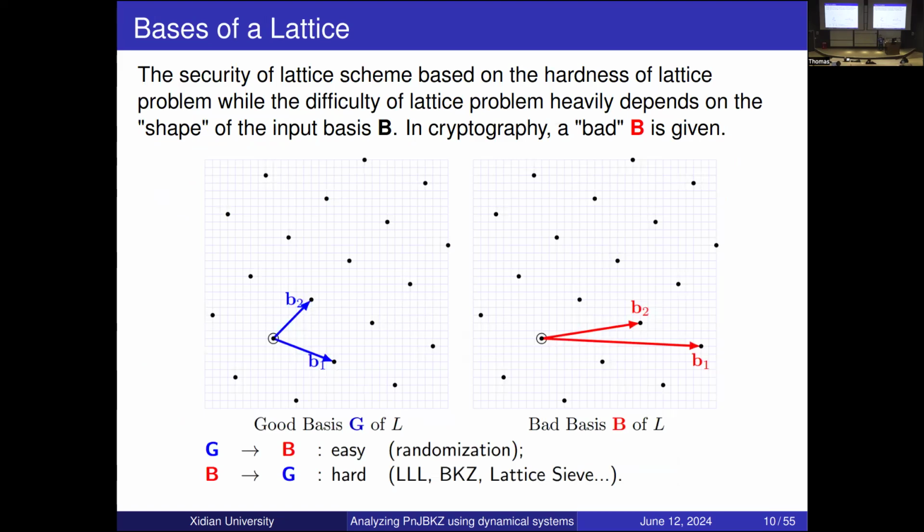The difficulty of lattice problems depends on the shape of the input lattice basis. In cryptography, we give a very bad lattice basis. A lattice has infinitely many different bases. There are good ones, and there are bad ones. We can transform a good basis into a bad one by using a randomized transformation, which is quite easy to do. But if we want to recover a good basis from a bad basis, it's very hard, and we need some powerful tools in lattice cryptanalysis.